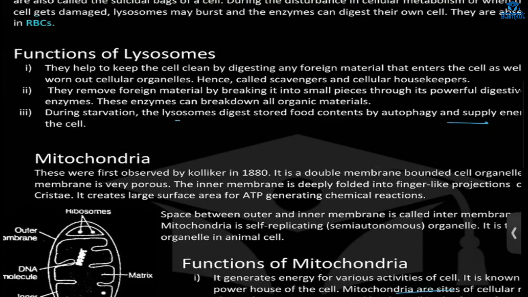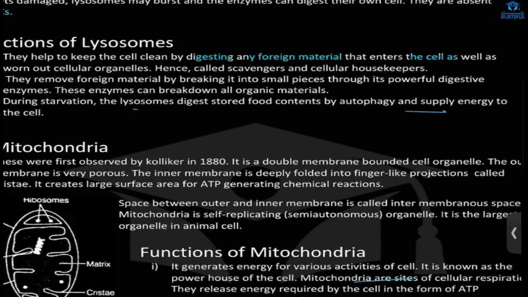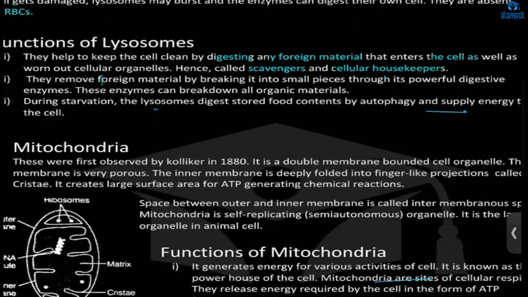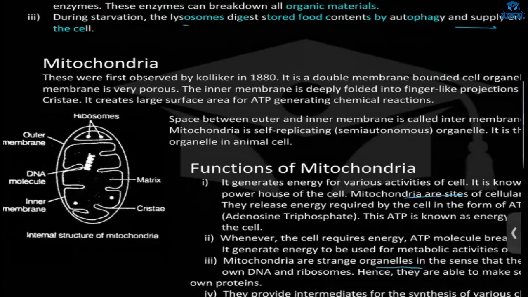Let's see the function of lysosomes. They help to keep the cell clean by digesting any foreign material that enters the cell. That's why they are called scavengers or cellular housekeepers. They remove foreign material by breaking it into smaller pieces through their powerful digestive enzymes. These enzymes can break down all organic materials. During starvation, the lysosome digests stored food by autophagy and supplies energy to the cell.